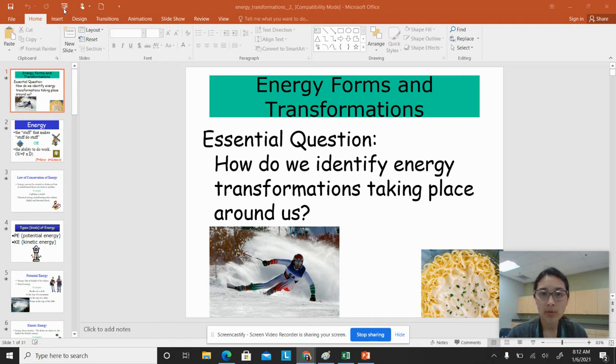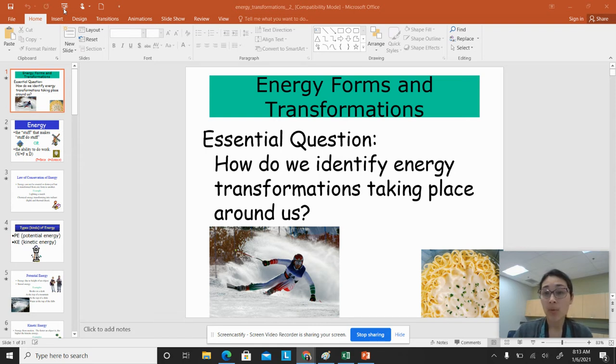And we're going to go over energy transformations, how to identify what energy an object starts with, and then what energy it turns into. So your objective or your essential question today is, how do we identify energy transformation taking place around us? So energy transformations are everywhere. Okay, they are in your room, they're in your home, they're in your body, they're everywhere.